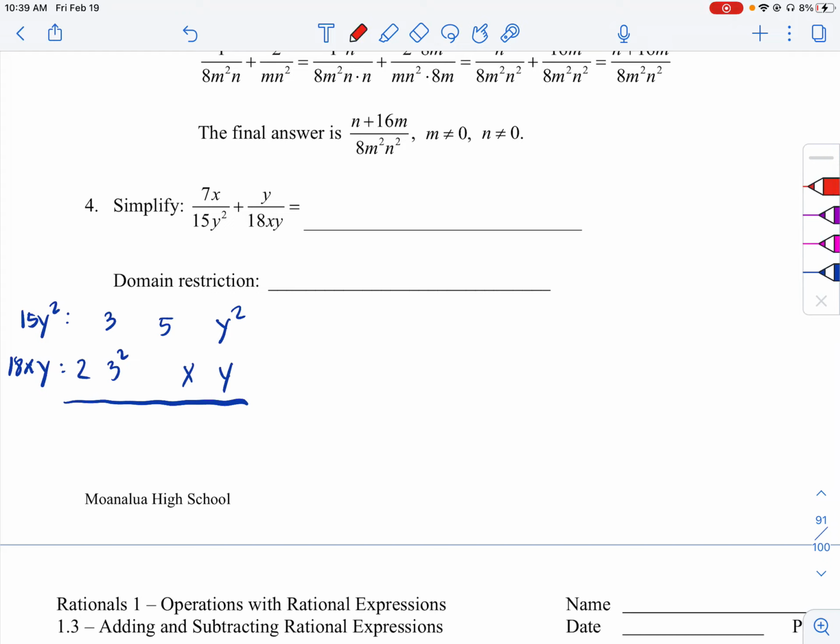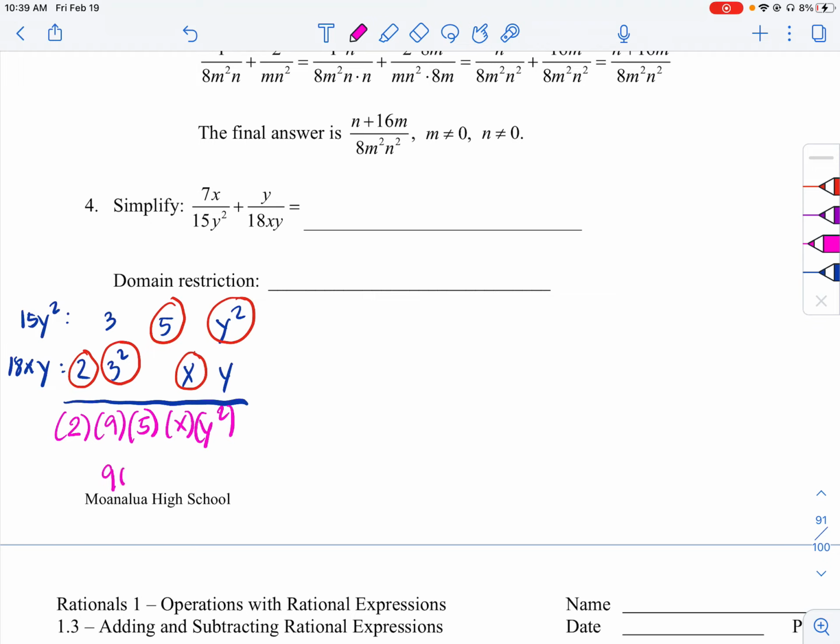Let's circle the winner. 2 is the winner because it's alone. 5 is the winner. X is the winner. Y squared is the winner. So all we have to do is multiply all the winners. That's 2 times 9 times 5 times x times y squared. Altogether, we have 2 times 9 times 5 is 90. So our common multiple is 90xy squared.